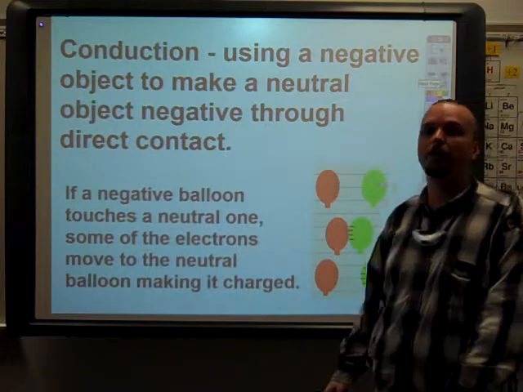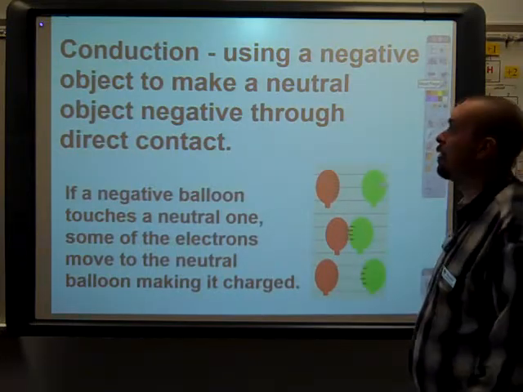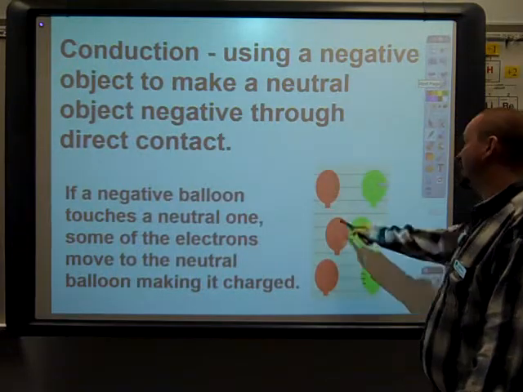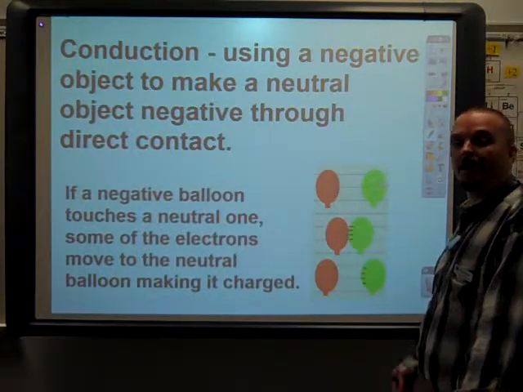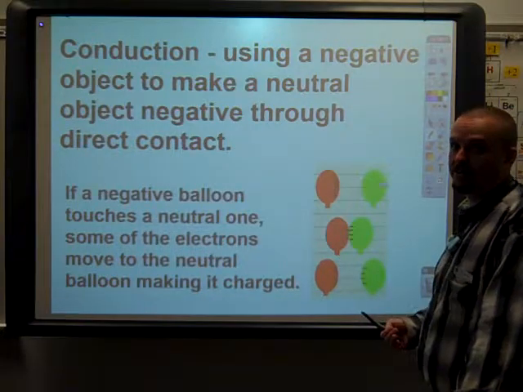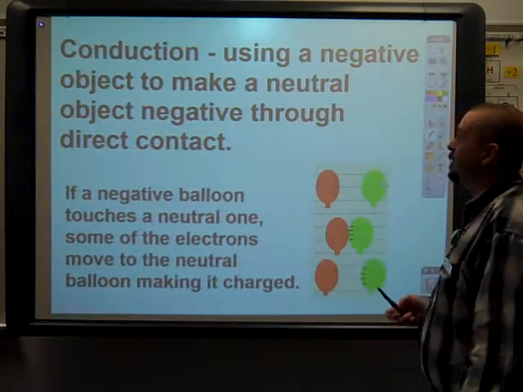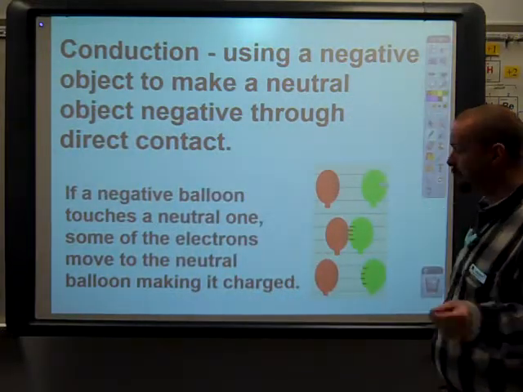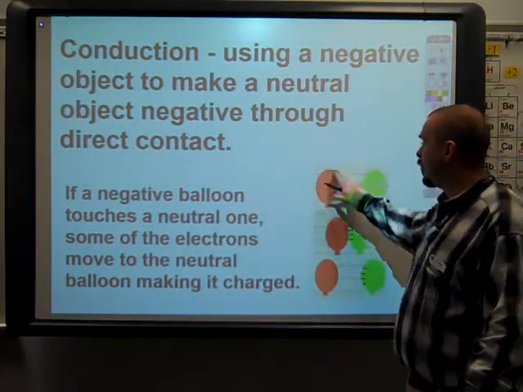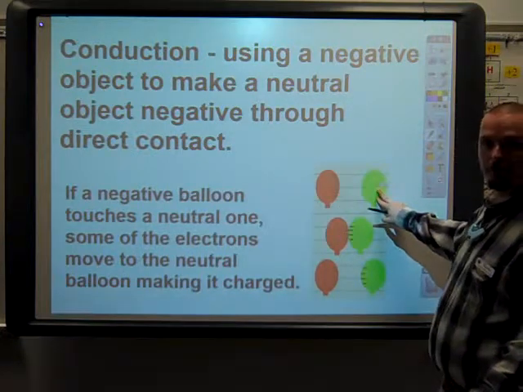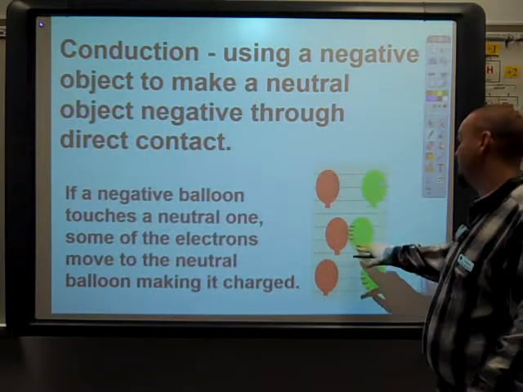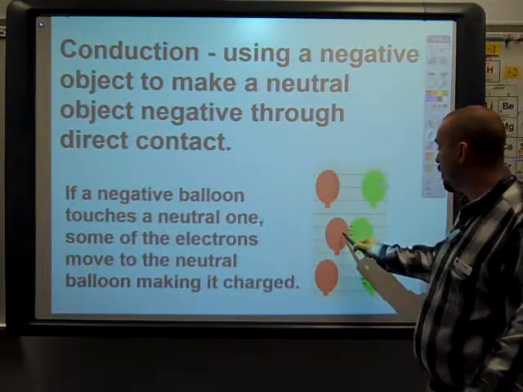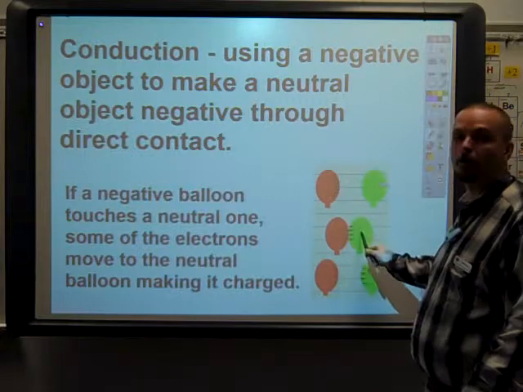The third and final way of acquiring a static charge is a process called conduction. In conduction, you use a negatively charged object, like a balloon again, to make another object negative this time. And the kicker here is it happens through direct contact when they touch each other. If we take a negatively charged balloon and we bring it near a neutral one, we actually allow it to touch that neutral one, some of the electrons will jump from our red balloon to our green one, or negative one to our neutral one.